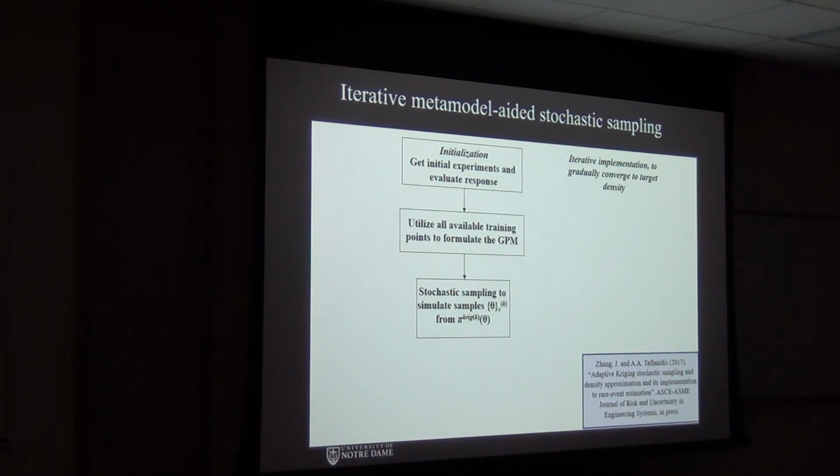So how does the iterative implementation work? You do this once. After this, you evaluate, hey, have I converged? If you haven't converged, you proceed to the next iteration. You get adaptive design of experiments, and you repeat this process.